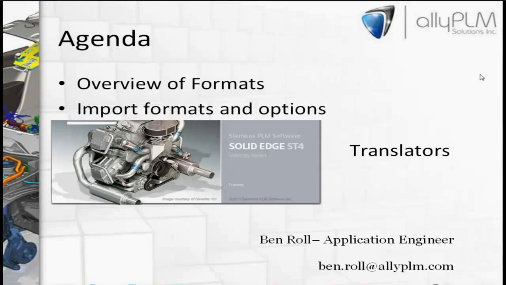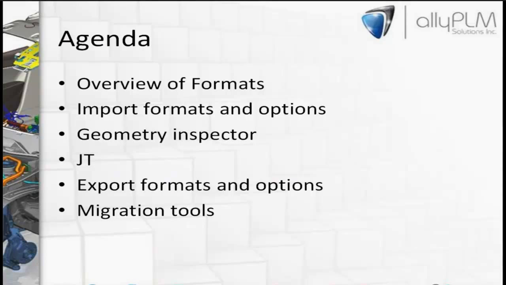So just a quick look at what we're going to go over today. First, we're going to look at what formats can be opened and saved out. We'll also look at what file type you should ask for when you're getting files from vendors. Next, we'll go over the options for importing files. Then we'll take a look at the Geometry Inspector tool. We'll also look at what file formats can be exported and the options that are available when exporting. And then last, we'll take a quick look at the migration tools that are available and what's required to run those.